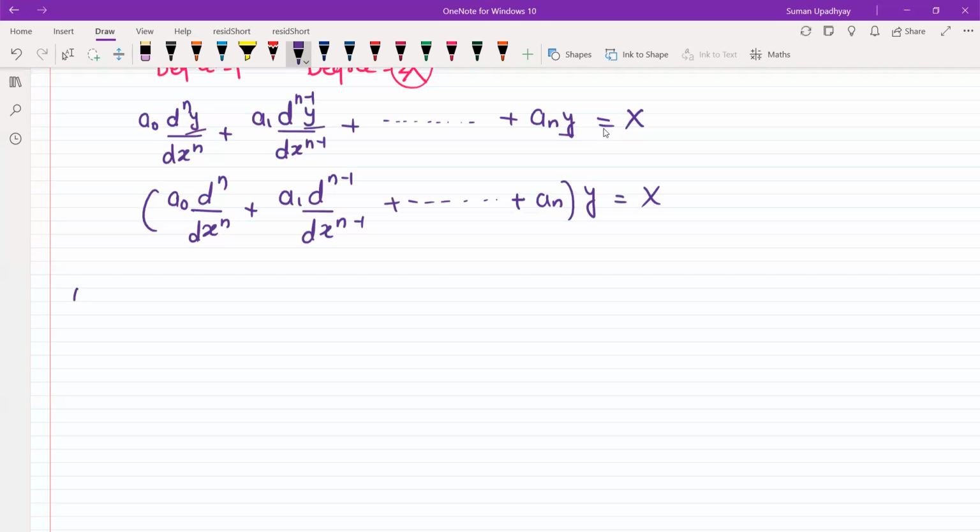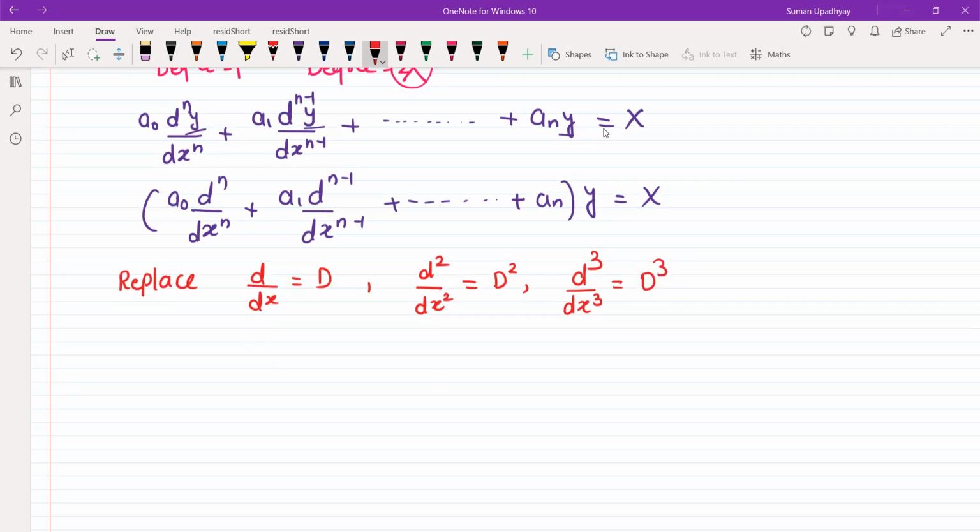Okay. Now what I'm going to do, I'm going to replace d by dx by capital D. So if d by dx is capital D, then d square upon dx square क्या हो जाएगा? D square. Yes, it will be D square. Then d cube upon dx cube कितना हो जाएगा? D cube. Yes, correct.